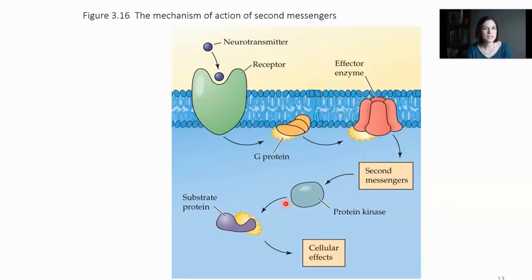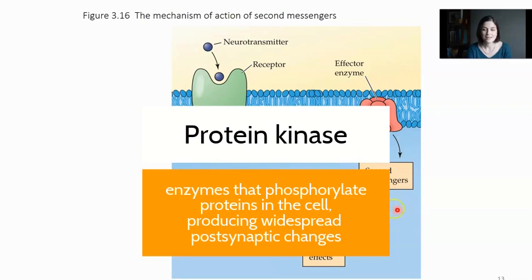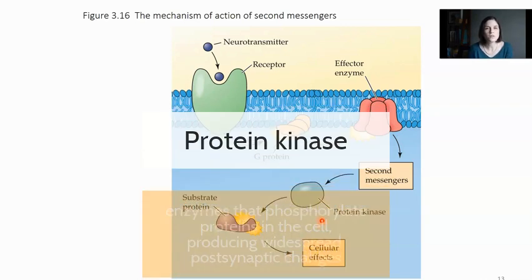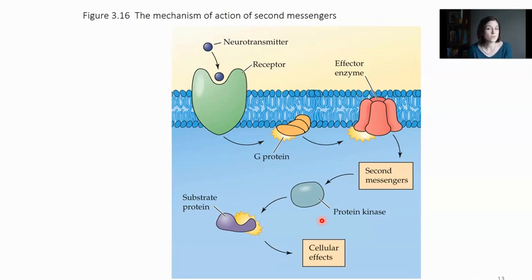Second messenger signaling cascades very often activate protein kinases. Kinases phosphorylate proteins, and that phosphorylation will affect the conformation and the function of the protein. So you can see this diagrammed here. The protein kinase will phosphorylate a protein, and this can have many cellular effects.